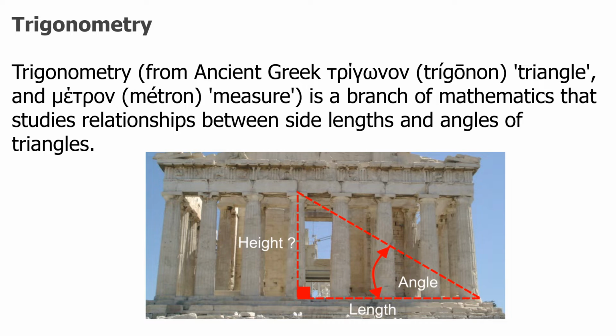Trigonometry. Trigonometry is the name given to the branch of mathematics that studies relationships between side lengths and angles of triangles.